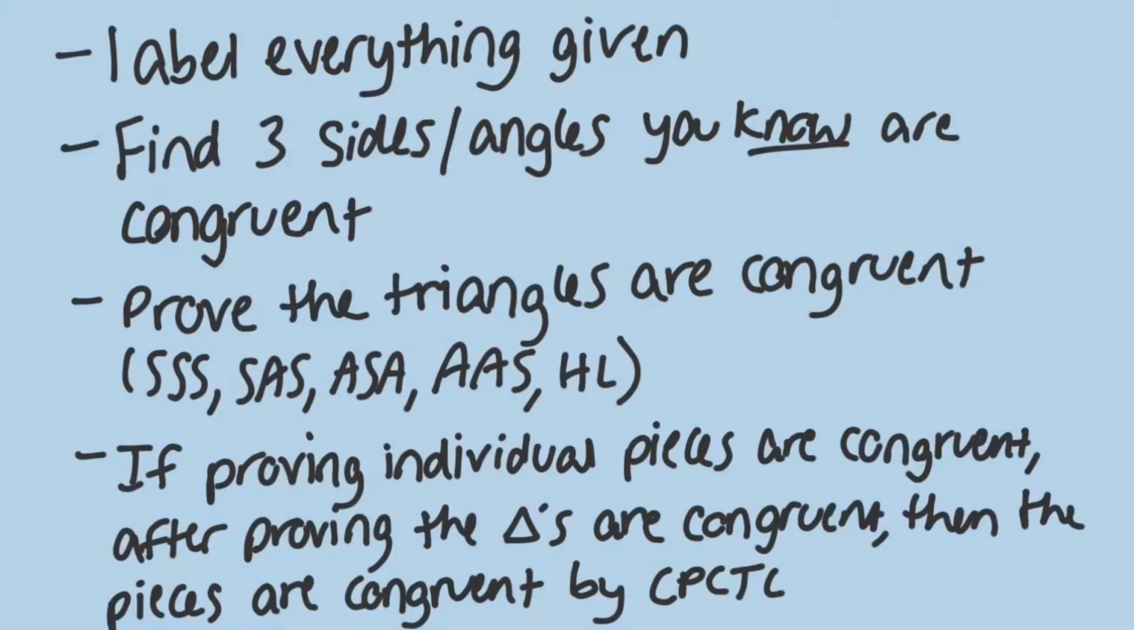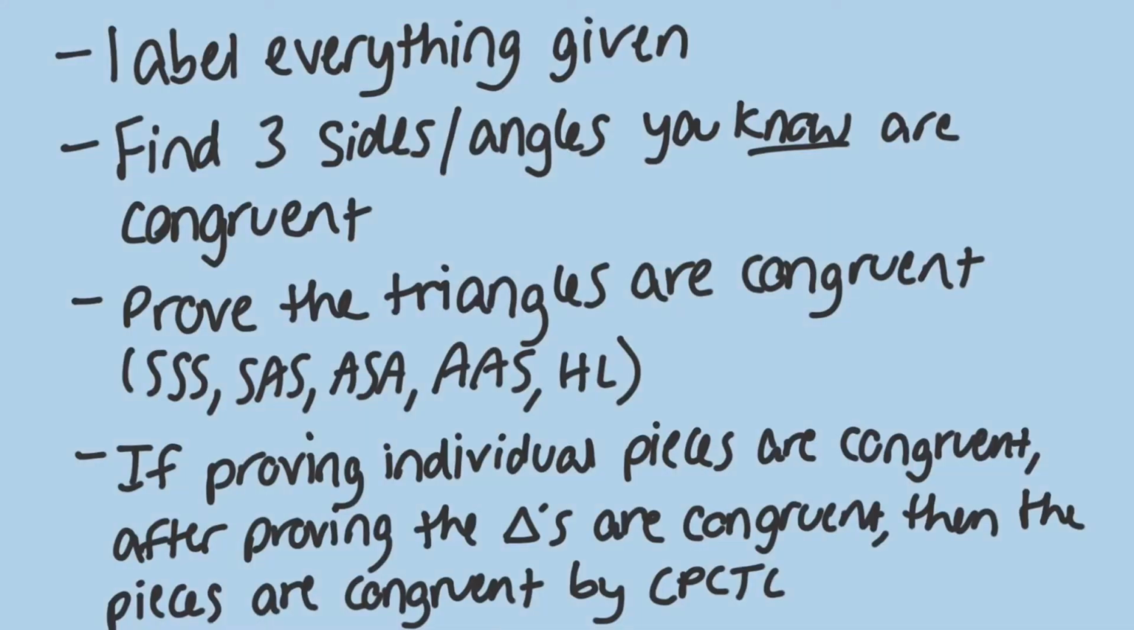I want to share with you some helpful tips as you're solving triangle proofs. First, label everything that's given on your drawing. Then find 3 sides or angles that you know are congruent. And when I say that you know they're congruent, you have to have a reason. You don't just hope that 2 things are congruent. You have to have a reason because of the reflexive property or vertical angles or something like that.